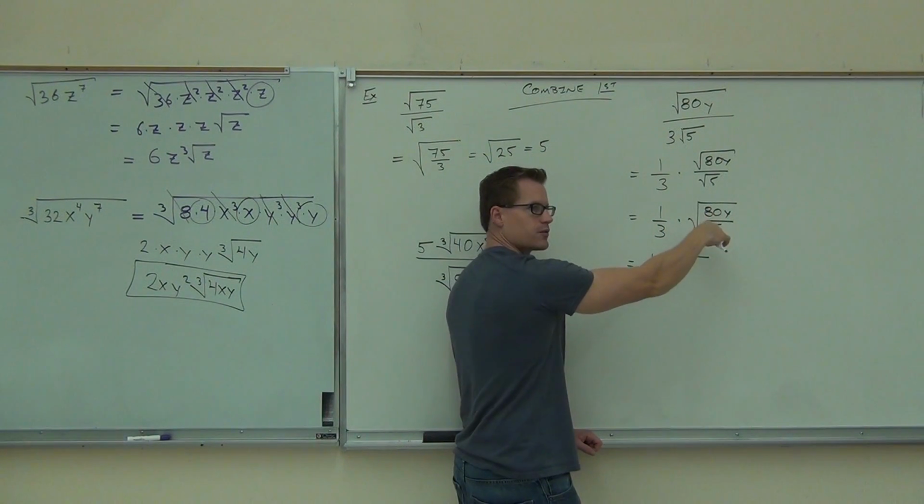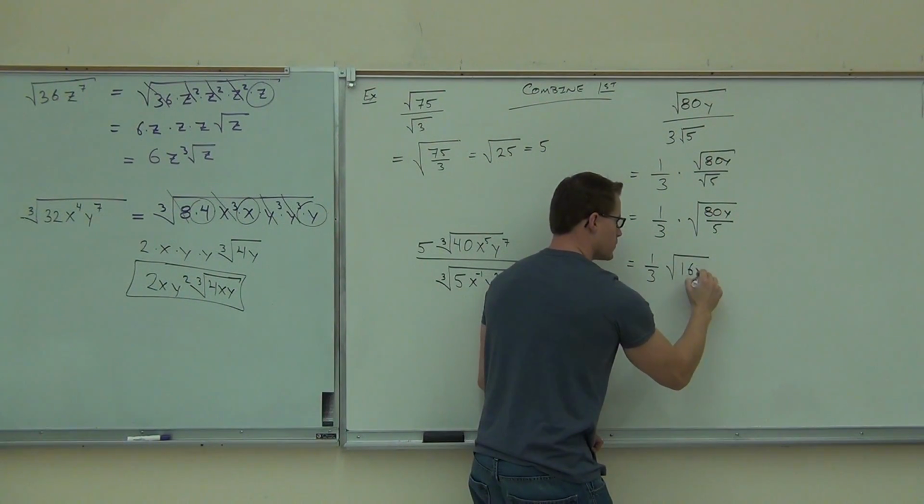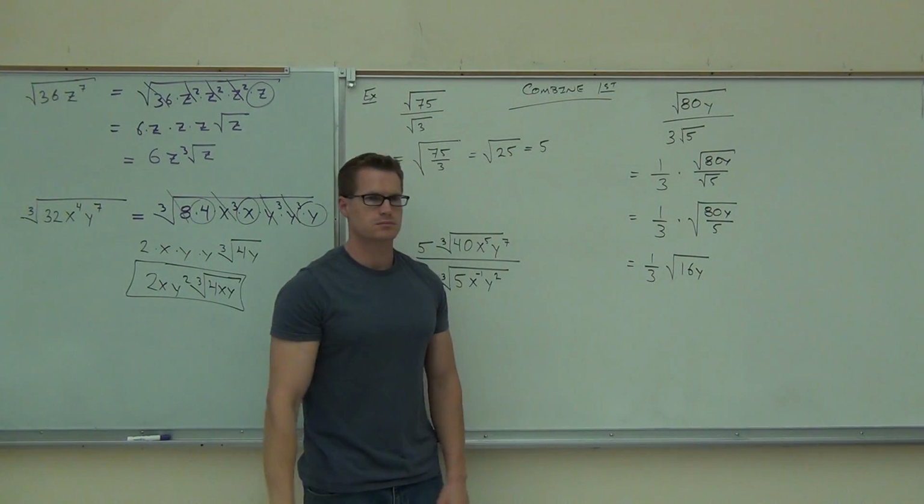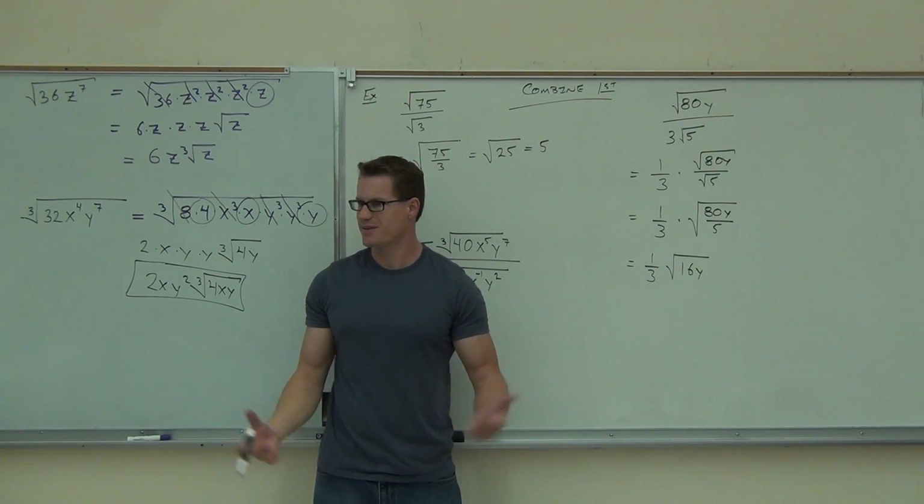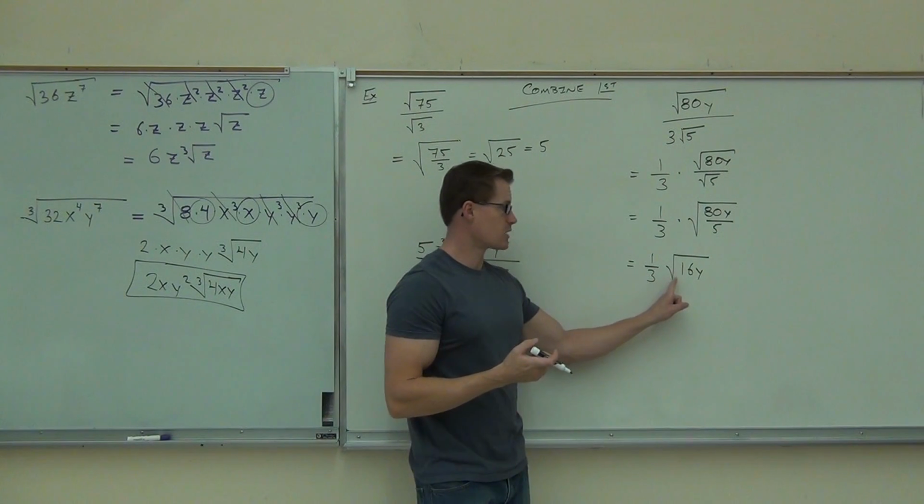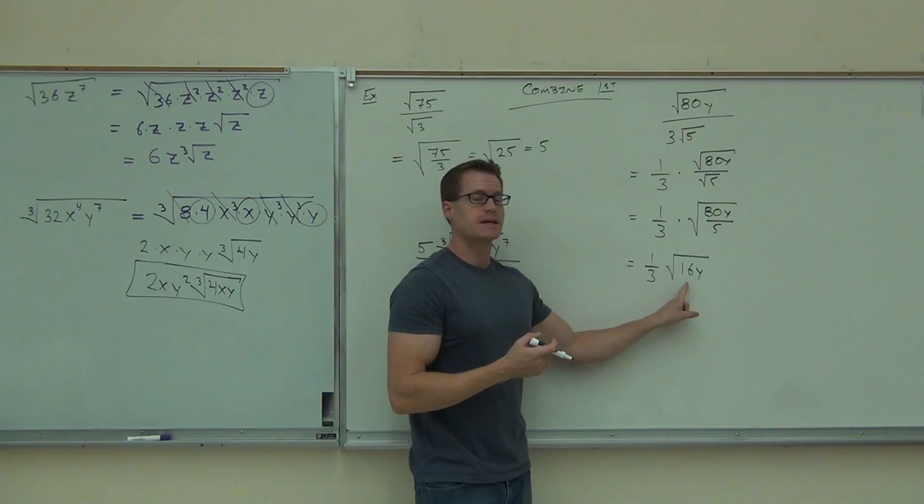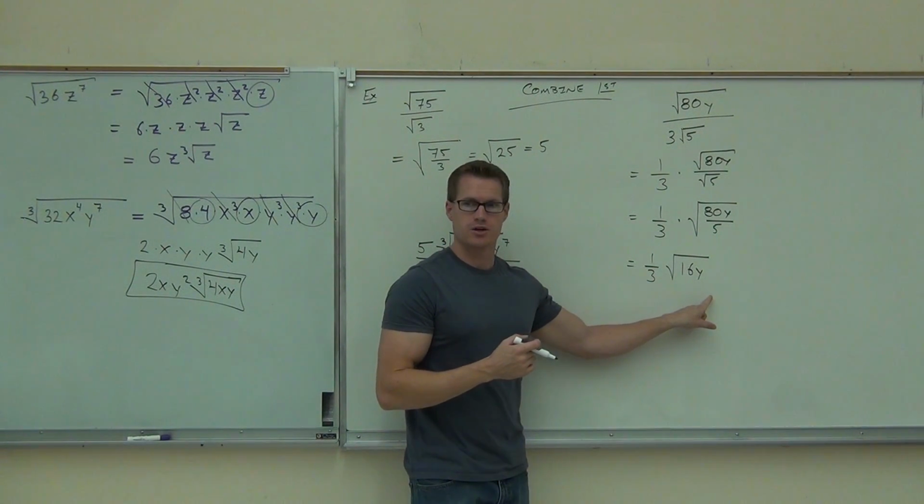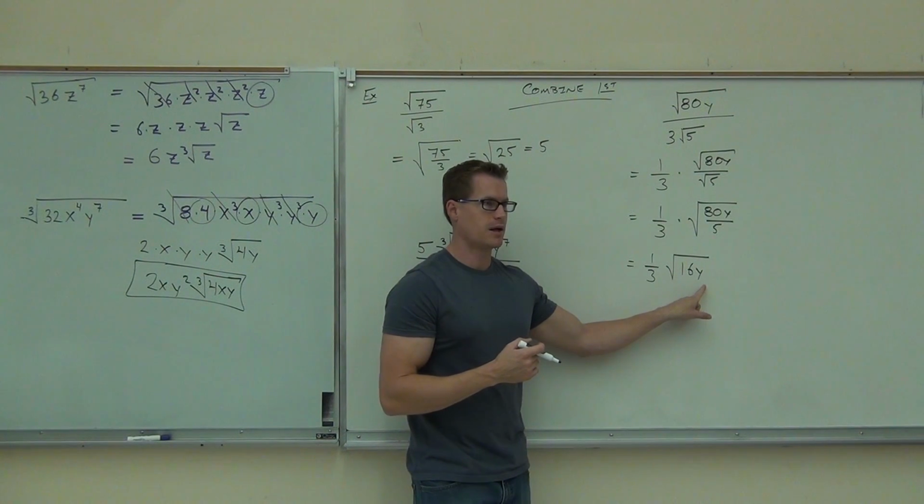So instead of 80y over 5, you're just going to put 16y. That's nice, right? 80 divided by 5 is 16. So we have that. Can you take the square root of 16? Can you take the square root of y? Are you going to be able to simplify that? That's a power 1, that's a root 2.